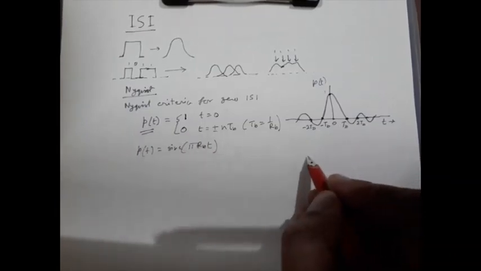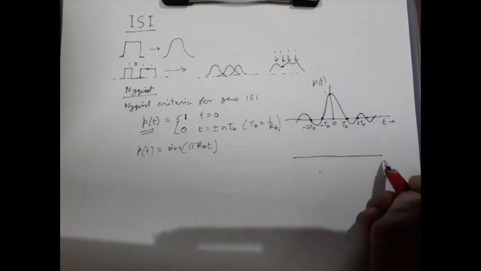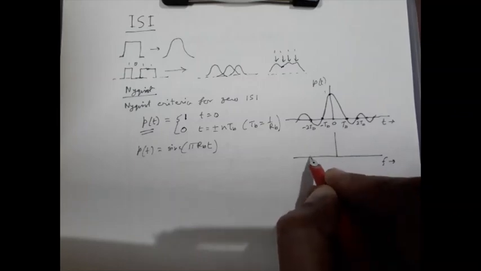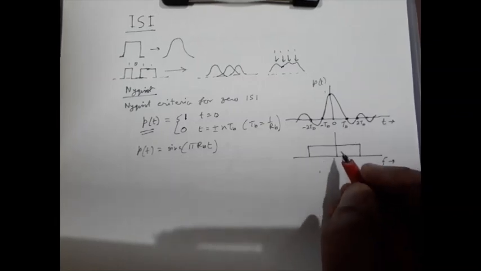Now if we take its Fourier transform, its spectrum will be something like this, a square.